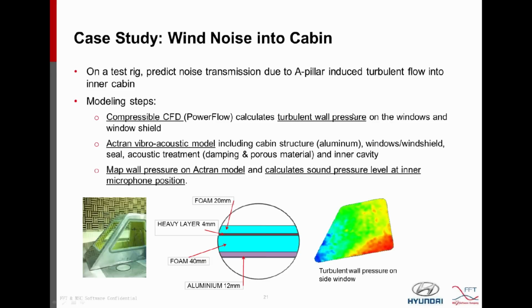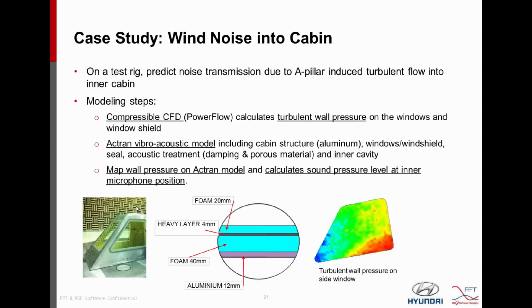To simulate the wind noise created by the A-pillar of a car, first a CFD code was used to calculate the turbulent wall pressure on the structure, so in particular on the windows and on the windshield of this simplified cabin.